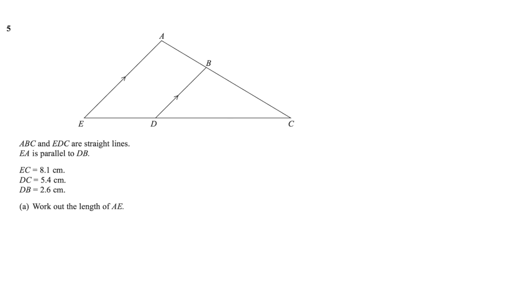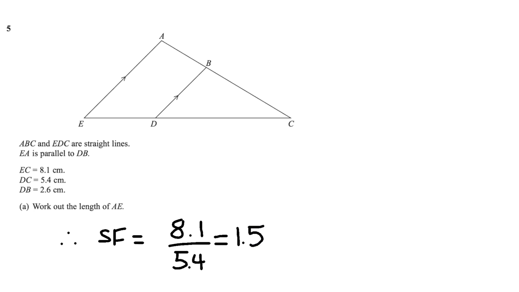So the first thing that we need to do is to find the scale factor, and the way we can do that is by dividing the larger length, which is 8.1, by the smaller length, 5.4. Therefore, scale factor, SF, equals 8.1 over 5.4, which equals 1.5. We're now going to multiply the scale factor 1.5 by 2.6, which gives us the length of AE.